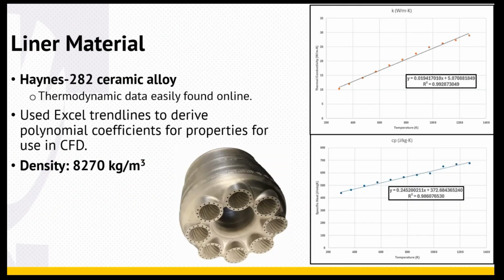And then the liner material that I'm using, which is also based off the work on the previous slide that I referenced, is Haynes 282, the ceramic alloy, which I believe is nickel based. You can find its thermodynamic properties online pretty easily. You take that data and plot it in Excel, fit a trend line through it, and for the temperature range it's very linear. So in Fluent, when I'm setting up the simulation, I can have temperature dependent thermal conductivity and specific heat.